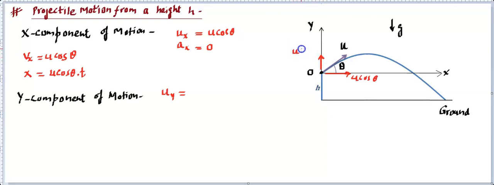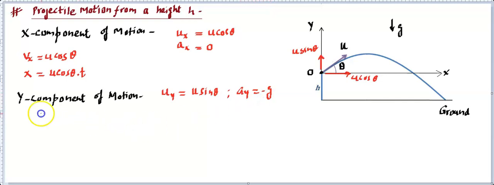And this is u sin theta. Now this velocity is in the y direction, which is positive, so we are going to write it as a positive u sin theta. And what about this a_y? a_y is acting downward, you see this acceleration. Hence we are going to write it as a minus g, taking the minus for the direction.